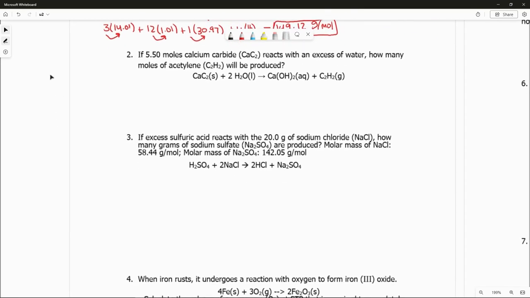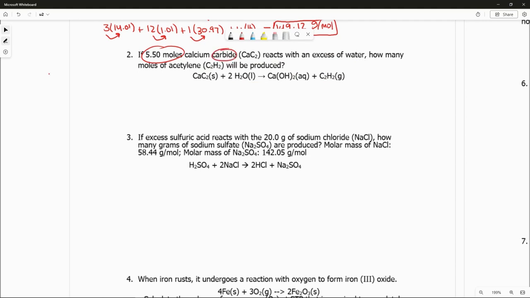Let's try number 2. If 5.5 moles of calcium carbide, CaC2, reacts with an excess of water, how many moles of acetylene, C2H2, will be produced? And we have an equation. We have to remember that using this information given, like 5.5 moles, and we're given a question mark, so we don't know how many moles of acetylene we need. So I like to write my numbers on the equation given here.